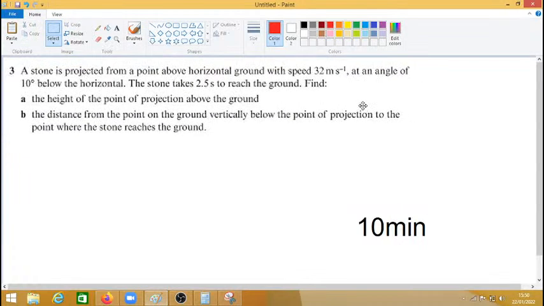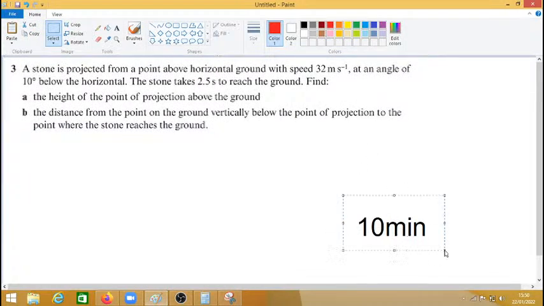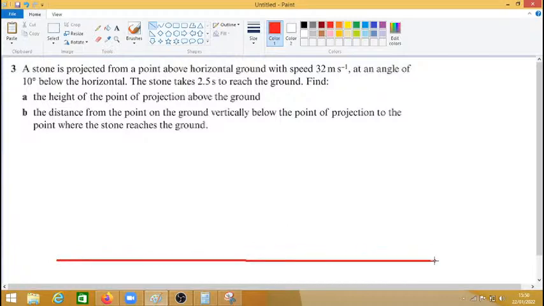It's the same technique as before, nothing different, exactly the same technique. So let's imagine we've got a horizontal ground, and then we're firing the stone from above the horizontal ground. So the stone is being fired from about here. So that means there's a distance between the stone and the horizontal ground. So it's being fired off a cliff or something like that.